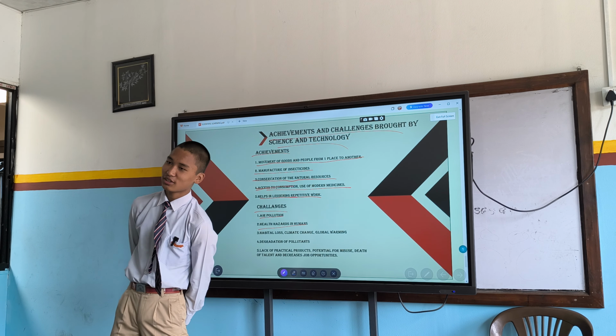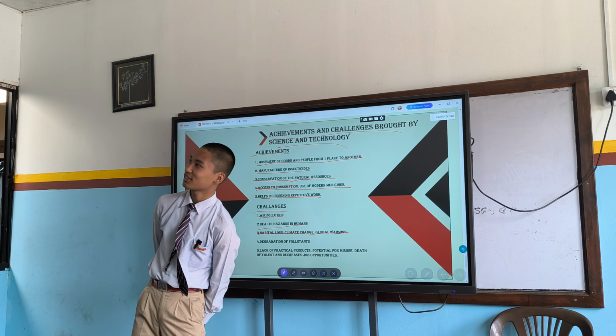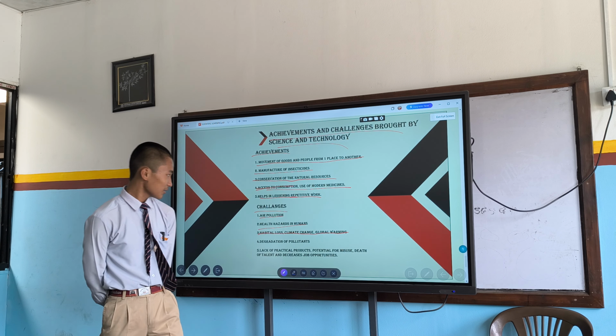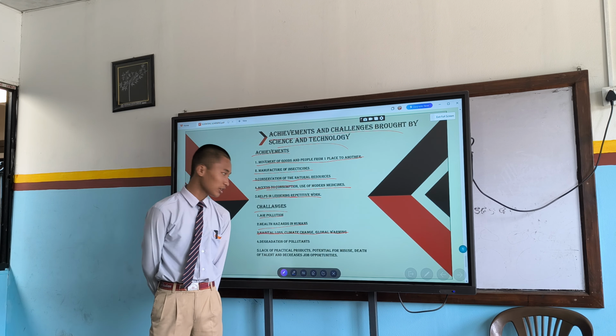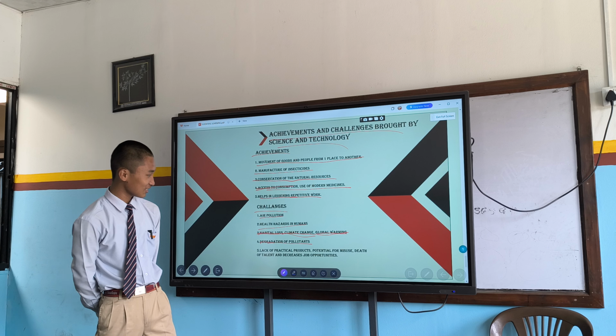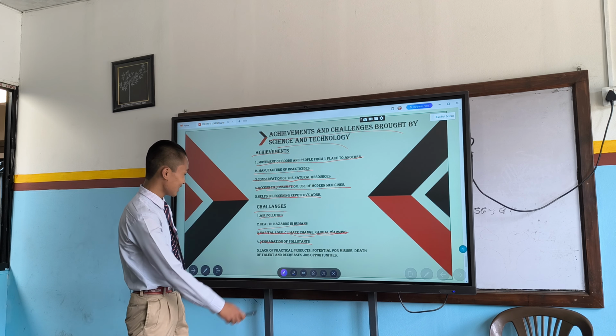Habitat loss, climate change, global warming. Science and technology made factories and furniture made of wood. People cut down forests, which causes habitat loss for the animals living in the forest. Climate change and global warming. Global warming is caused due to pollution and degradation of pollutants. So science and technology degrades pollutants and makes pollution more, and damages human health.